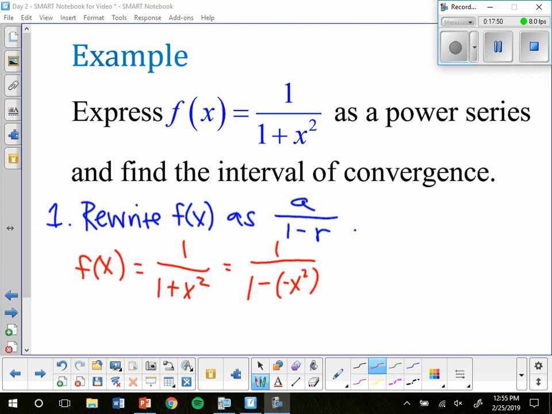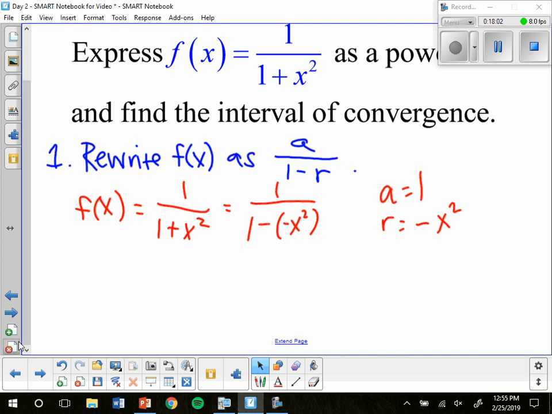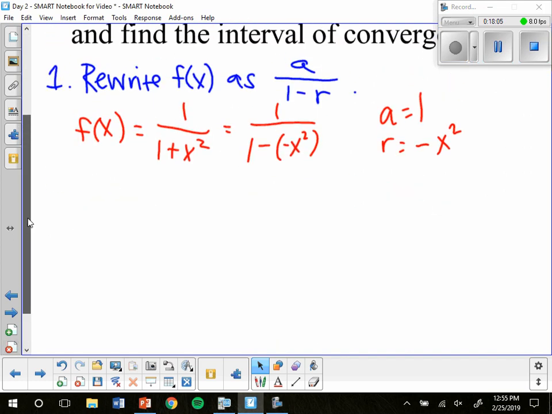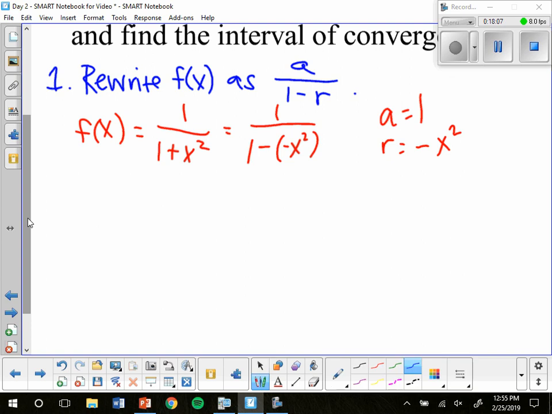So what's your a? 1. And what's your r? Good job. Negative x squared. So now we have our a and our r. Once we do that, our second step is going to be to replace a and r in the general geometric power series.